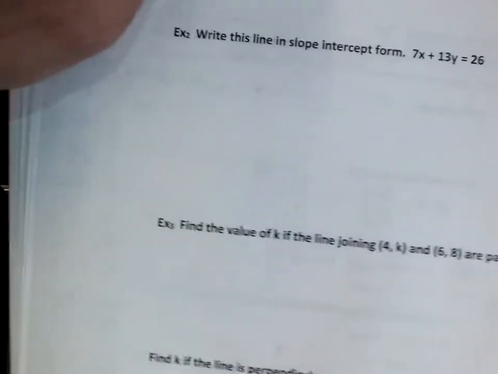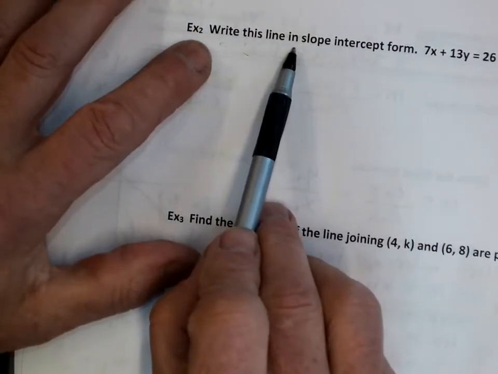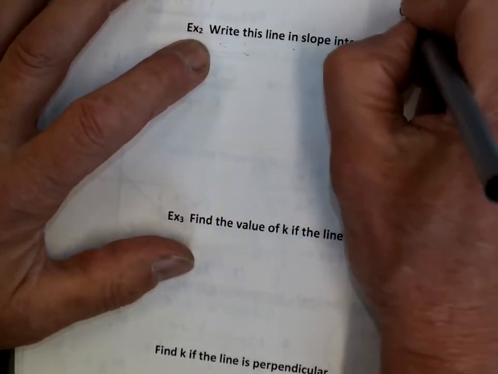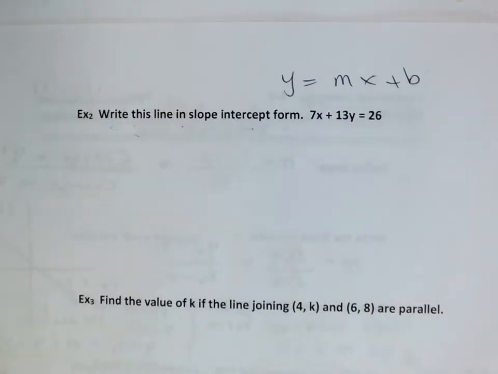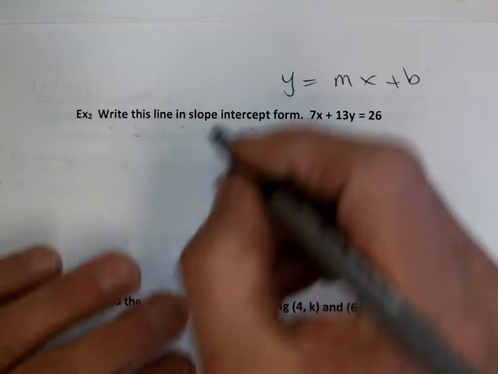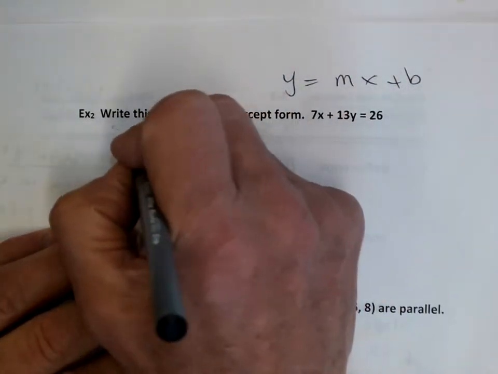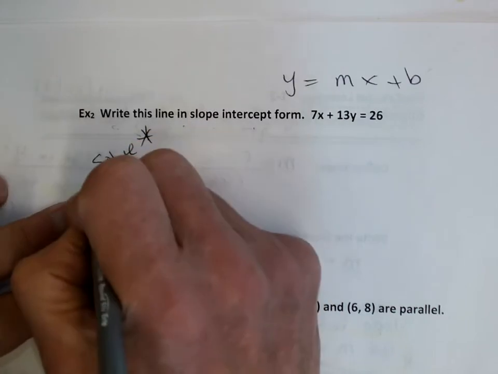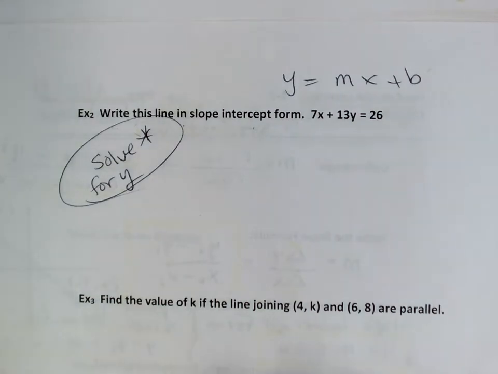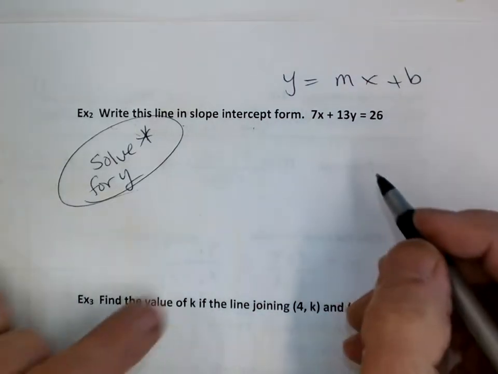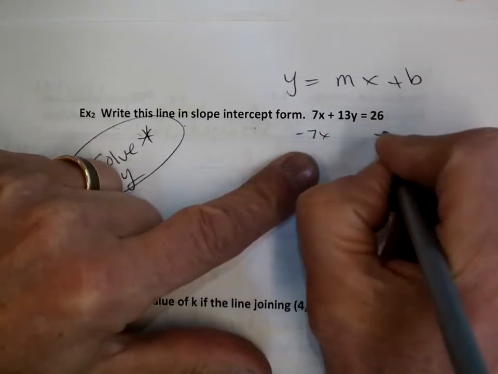Okay, shift the page. Example 2: write this equation in slope-intercept form. So we need to have it in y equals mx plus b, because that's my slope formula. Basically I have to solve for y. This you've done before. You'll find the first chapter in this book is a lot of review, which is okay because some of you haven't had math for a year. So if I'm going to solve for y, minus 7x, right?